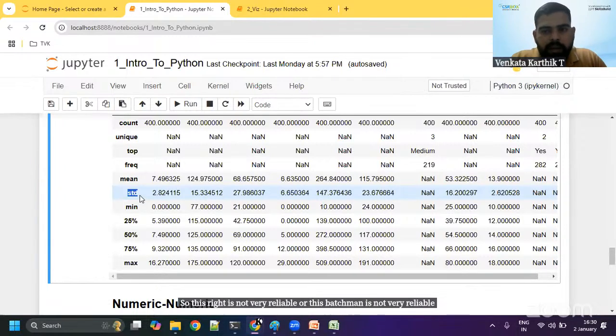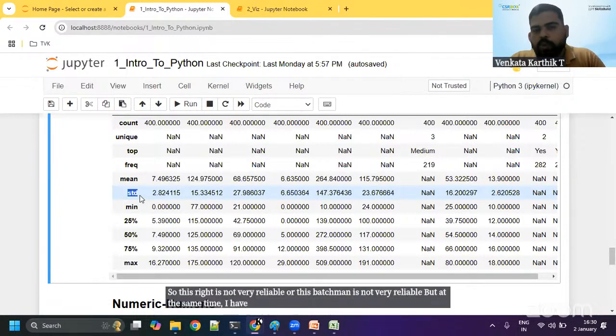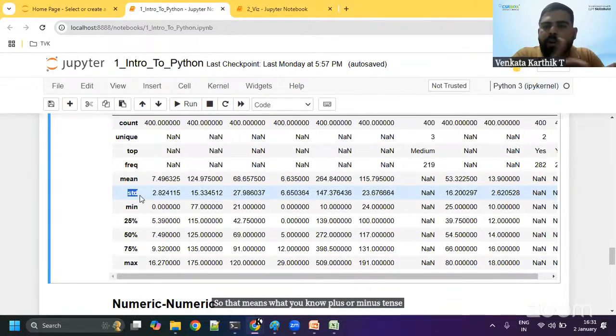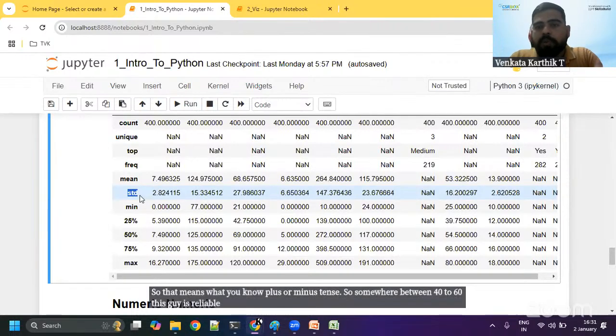But at the same time, I have another batsman whose average is 50 and standard deviation is 10. So that means plus or minus 10, so somewhere between 40 and 60. This guy is reliable because he's consistently scoring within this range. Okay, so standard deviation is nothing but an average of the deviations from your center.